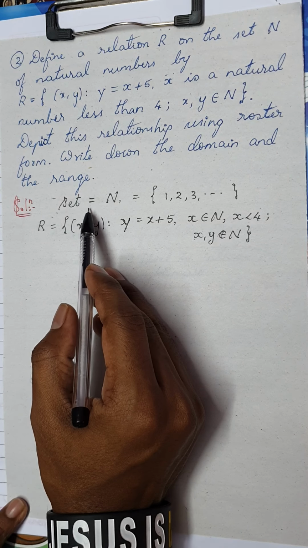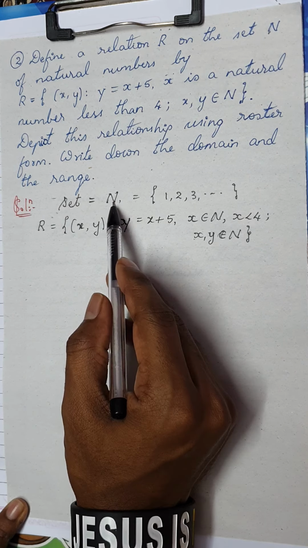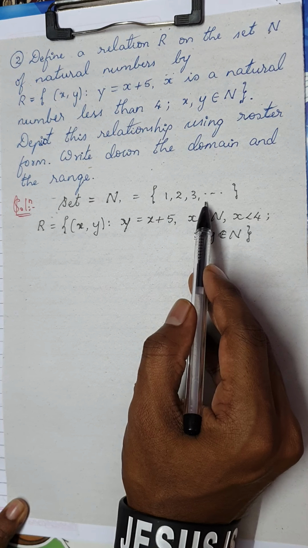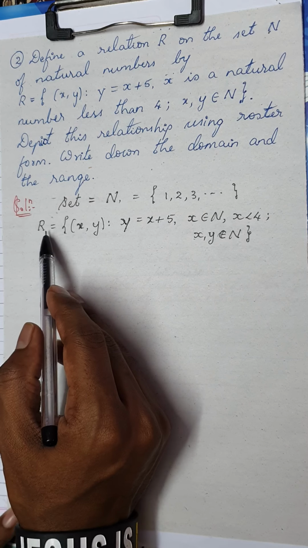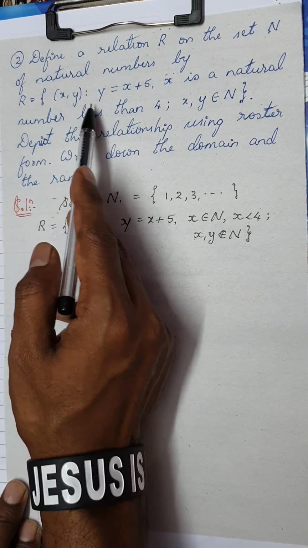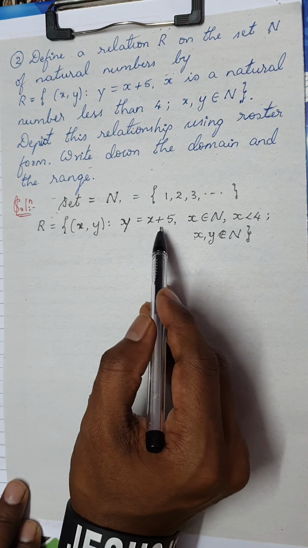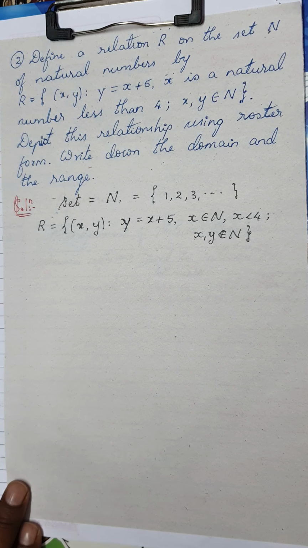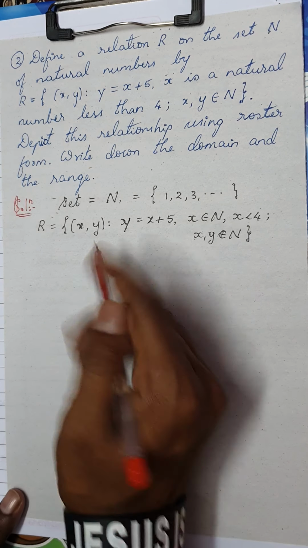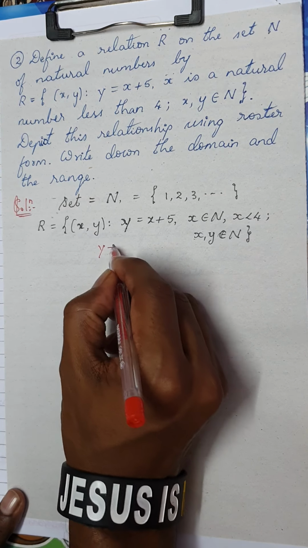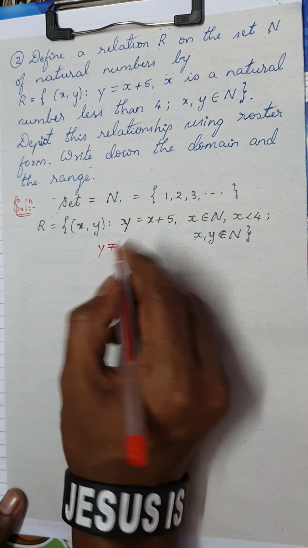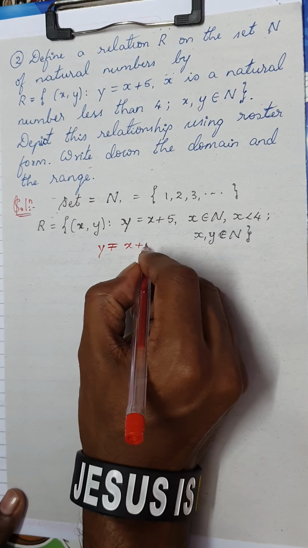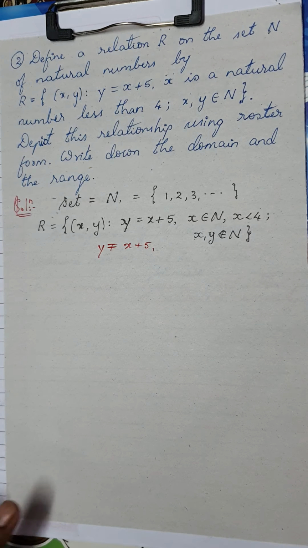Just look at the data. The set given is N, which is the set of natural numbers. We know the set of counting numbers is natural numbers 1, 2, 3 and so on. The relation given is R equal to {(x, y)} such that y is equal to x plus 5. Okay, this is the condition given. Always you should note down the condition given to write down the relation. So actually y is given by x plus 5.